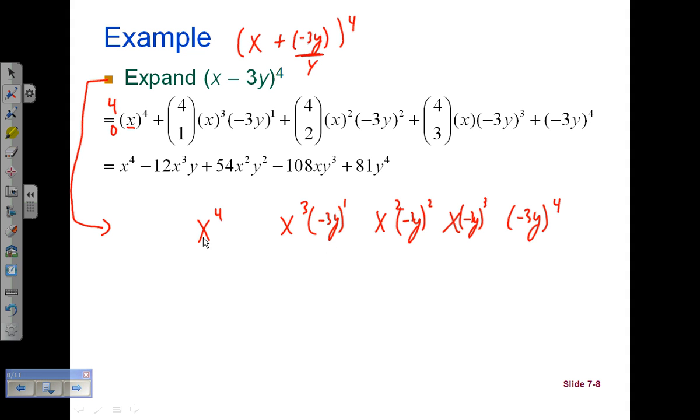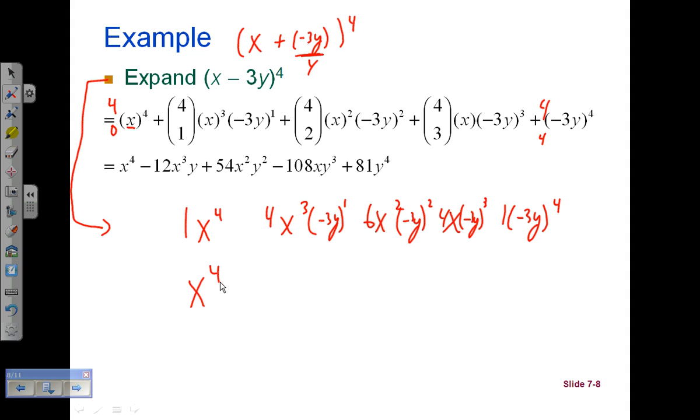And I just put in the numbers from Pascal's triangle, 1, 4, 6, 4, 1. And if you don't know them, well, sure, you can use the 4 choose 0, 4 choose 1, 4 choose 2, 4 choose 3, and finally 4 choose 4. It works the same way. Then you just tidy up your answer a little bit.